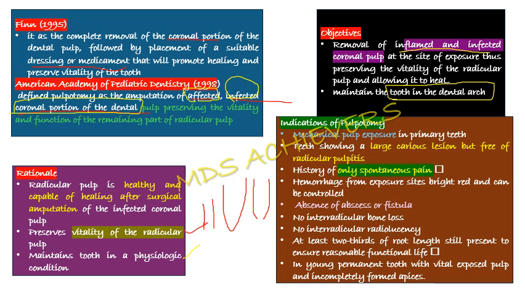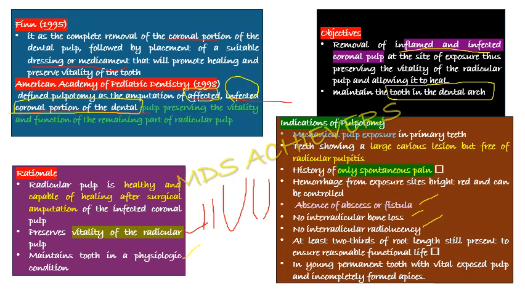Indication of pulpotomy is a mechanical pulp exposure in the primary tooth. That is, while doing the cavity preparation, sometimes if we have gone to a very high depth and cause exposure of the pulp, thereafter we will be removing the coronal pulp that is present in the tooth. And a history of only spontaneous pain, bleeding from the exposure site is bright red and can be controlled. Absence of abscess and fistula, no interradicular bone loss or no periapical lesions or any radiolucency seen or any kind of widening of PDL fibers, then we can go for it.